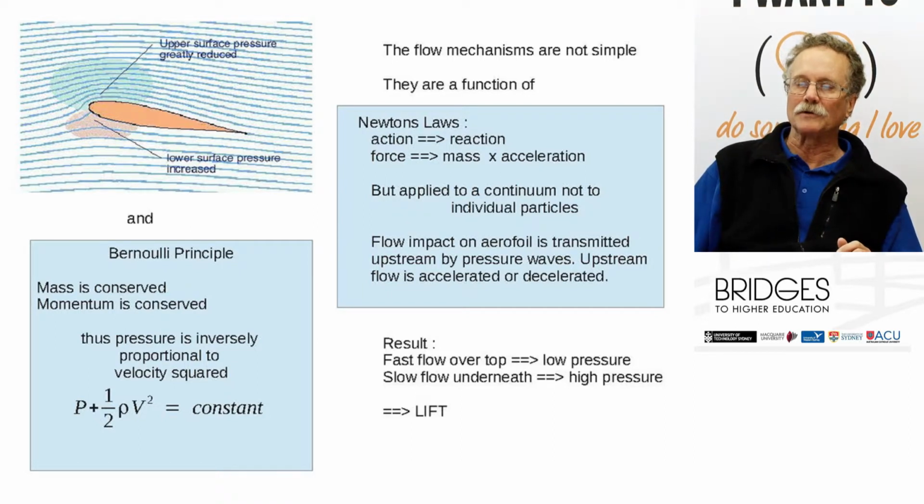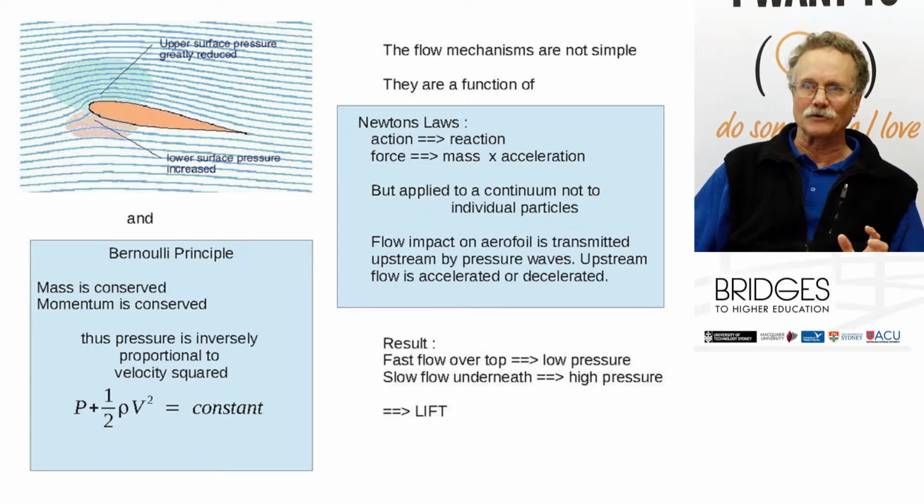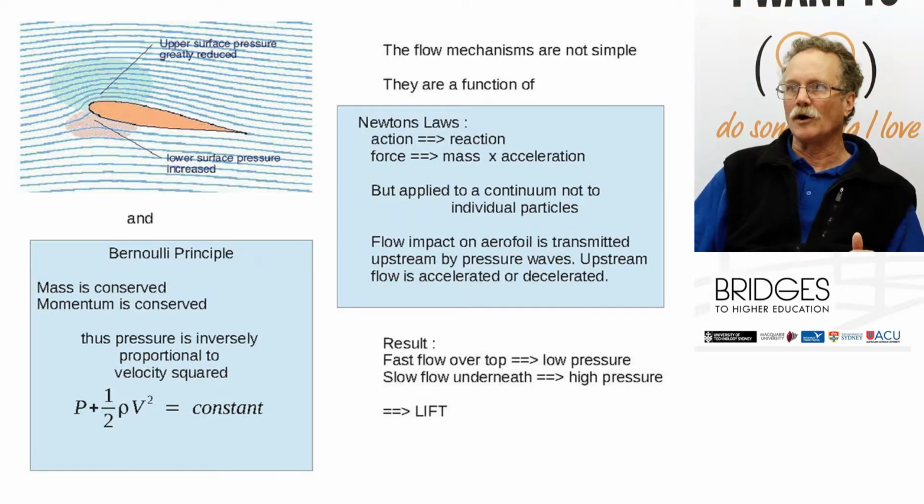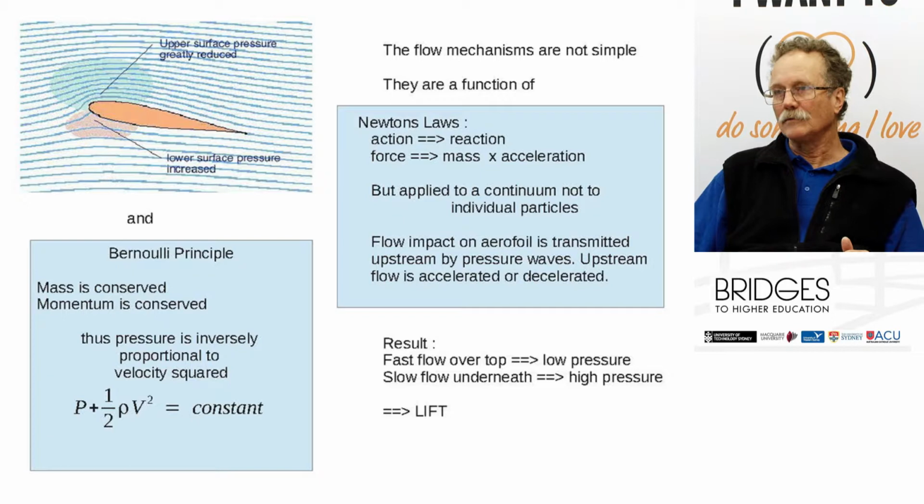So both work together to produce changes in velocity, slow flow underneath, high speed over the top, and then subsequently, if the velocity is changing, going slower underneath, the pressure must increase. If the velocity is getting faster over the top, then the pressure over the top will reduce. And you can see it in the diagram, you can see the narrow lines, the increased velocity, you can see the lower pressure region. So as a result, fast flow over the top, low pressure, slow flow underneath, high pressure, that'll generate lift.